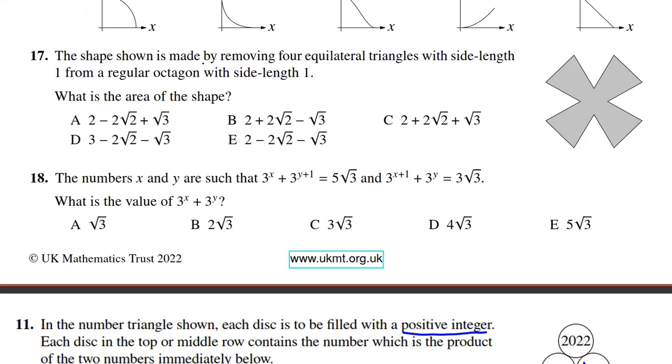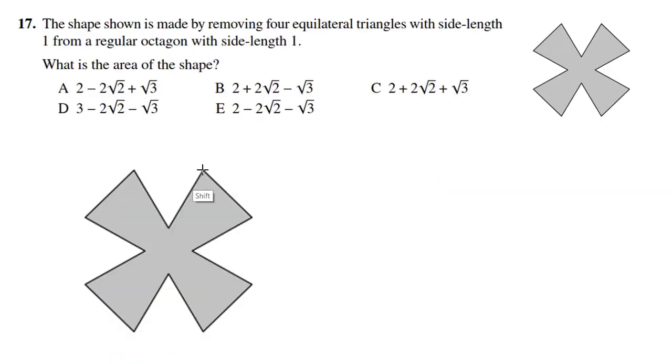Problem 17. The shape shown is made by removing four equilateral triangles with side length 1 from a regular octagon with side length 1. Okay? So 1, 2, 3, 4. What is the area of the shape? Okay, let's complete it again. 8 sides.